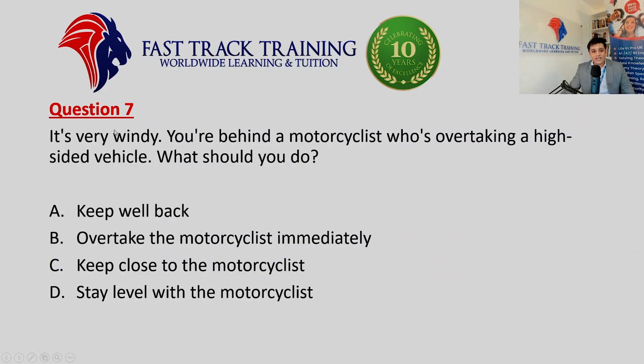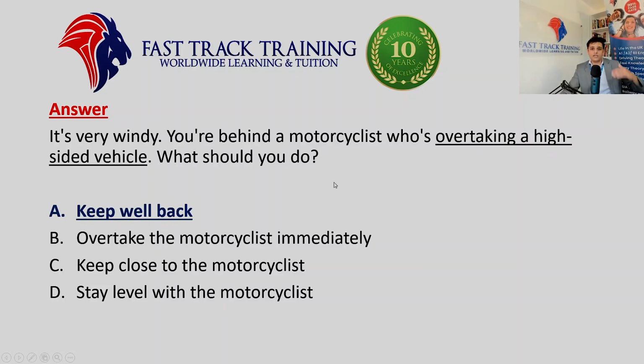It's a very windy day. Again, I'm not even going to look at the answers. If it's windy and we're behind a motorcycle that's overtaking a high-sided vehicle, I know I have to keep back. Overtaking the motorcycle immediately is a bad answer. Keeping close to the motorcyclist is a bad answer. That's tailgating. Staying level, meaning alongside the motorcycle, is a bad answer. You have to keep well back. Overtaking a high-sided vehicle means you're overtaking a lorry, and you have to stay back. Let the motorcyclist complete their maneuver because the wind could get them.